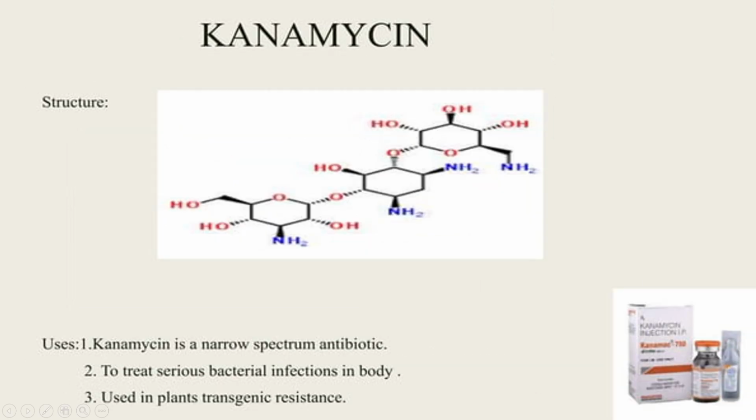So neomycin has a number of amino sugar groups in its structure. Next structure is kanamycin. Already, while we were discussing the definition of aminoglycoside type of antibiotic, we discussed that they have a number of amino sugar groups in their structure, attached through a glycosidic linkage. So here is the presence of amino sugars. They are attached to each other through O-glycosidic linkage. So kanamycin is a narrow spectrum antibiotic.